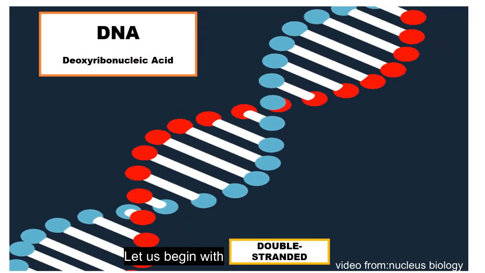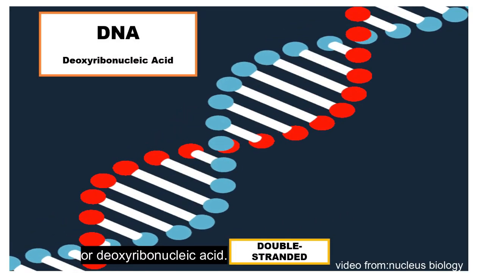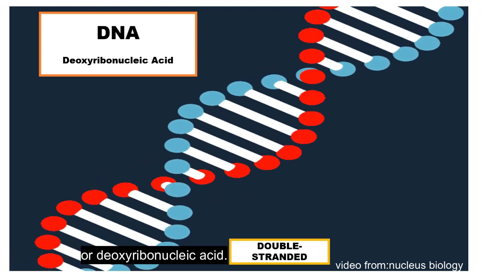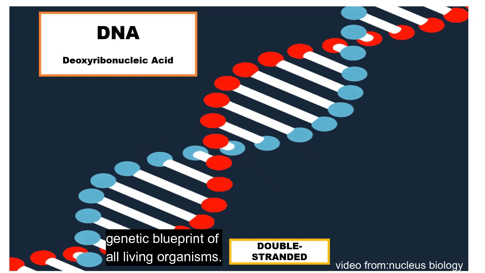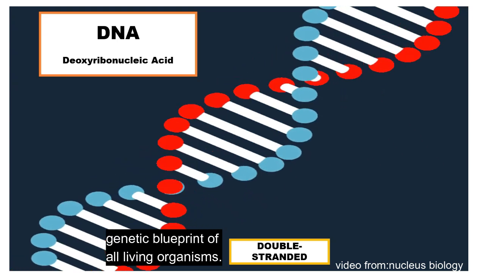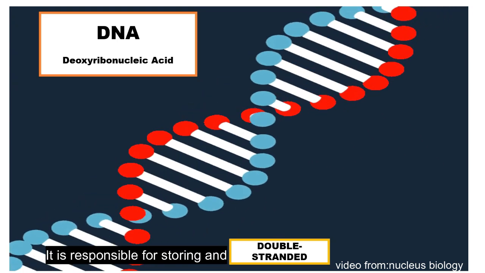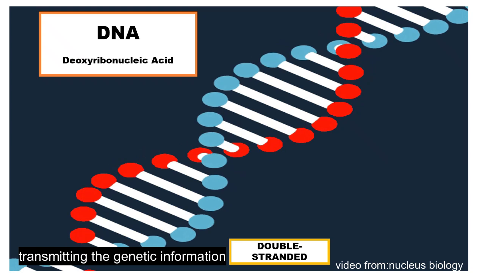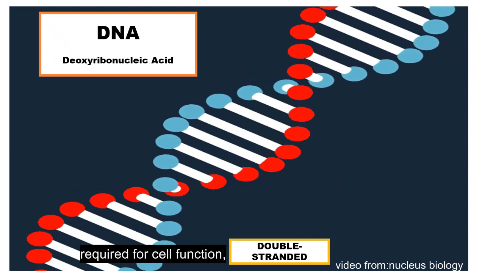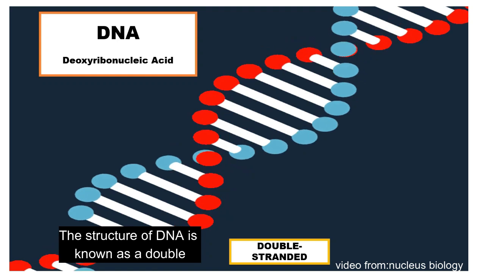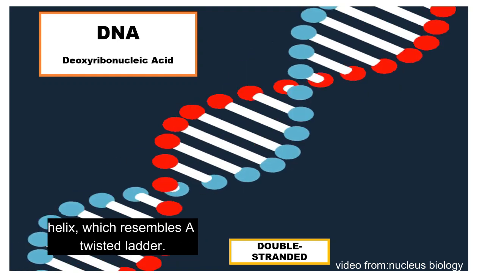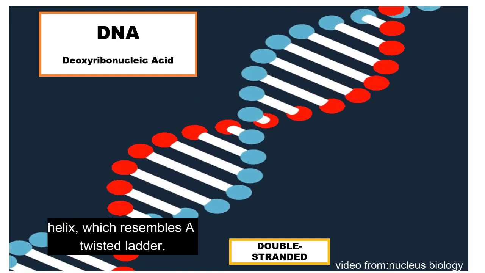Let us begin with DNA, or deoxyribonucleic acid. DNA is the molecule that carries the genetic blueprint of all living organisms. It is responsible for storing and transmitting the genetic information required for cell function, growth, and reproduction. The structure of DNA is known as a double helix, which resembles a twisted ladder.